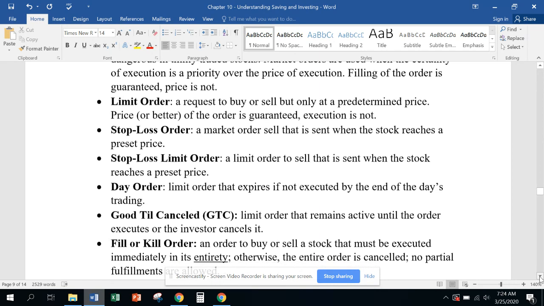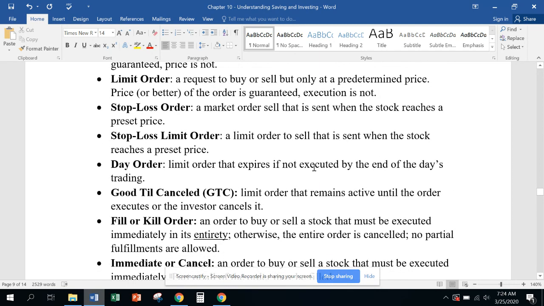Okay, now a day order. Like I said, we get to pick how long the trade's in the system. Typically, when I put in a limit order, I put it in as a day order. That means I've got my buy, I've got my sell order in. If nothing happens by 4 o'clock when the market closes, then the order is just going to be canceled, and I'll get an alert that says nothing done on your order. Now, good till canceled means no, I really want to buy at this price, or I really want to sell if we ever get to this price.